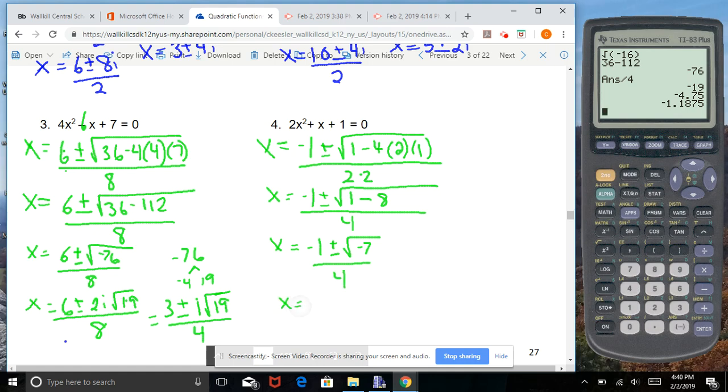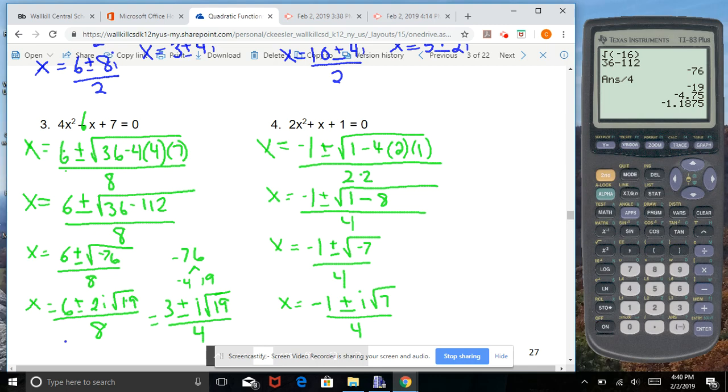So x equals negative 1 plus or minus i radical 7 over 4. I took the negative 1 out. Negative 1 times 7 is negative 7. Square root of negative 1 is i. And that's as simplified as it gets because 1 and 1 aren't going to be divisible by 4, resulting in a whole number. And so we cannot simplify it any further.